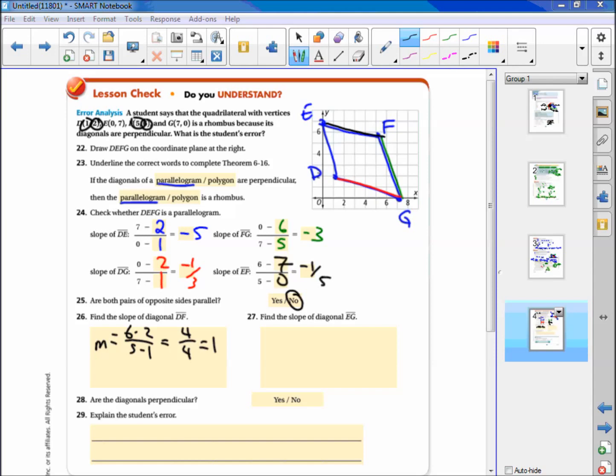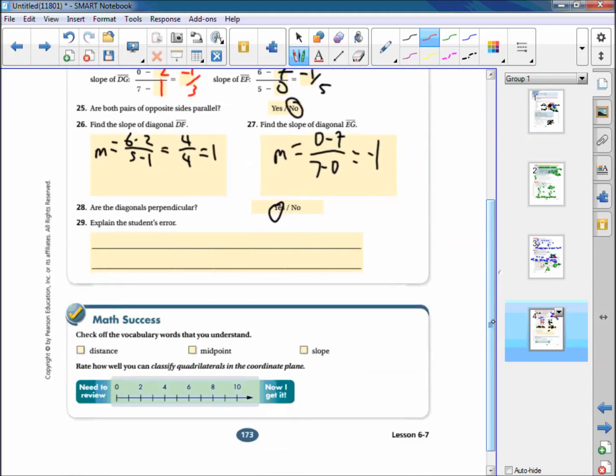And then we need to find the slope of EG. So the same thing, the change in the y's will be 0 minus 7 over the change in the x's, 7 minus 0. And this will be -1. So are the diagonals perpendicular? Well, this is yes. So where's the error that the student made? Okay, so the student just said, oh, look, the diagonals are perpendicular. These two diagonals do form right angles, so that must be a rhombus. It looks like a rhombus to me, but in actuality, this is not a parallelogram, it's a kite. So this is going to have perpendicular diagonals, but it can't be a rhombus.